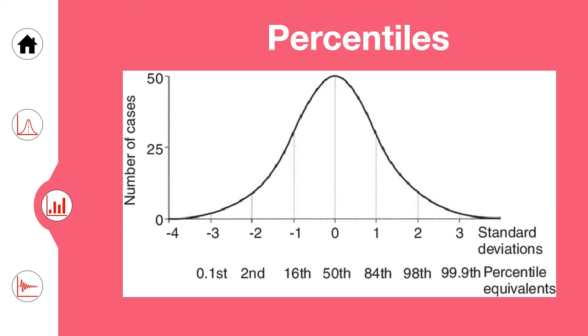In a data set, there will always be 99 percentiles, and these would divide your data set into 100 equal parts. You should always remember that the 50th percentile is the median.